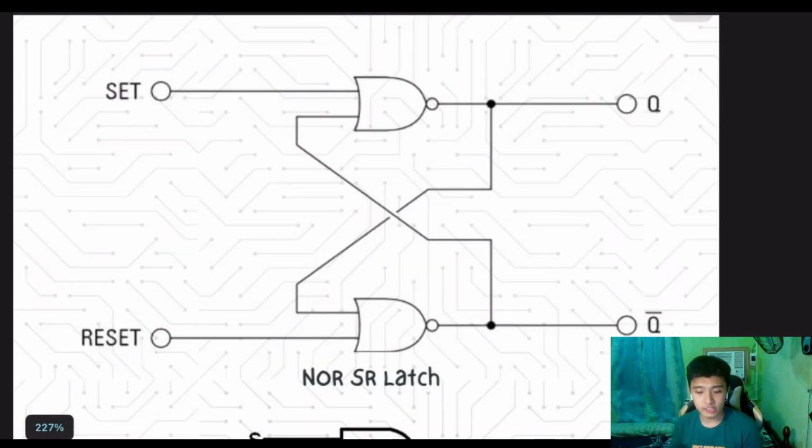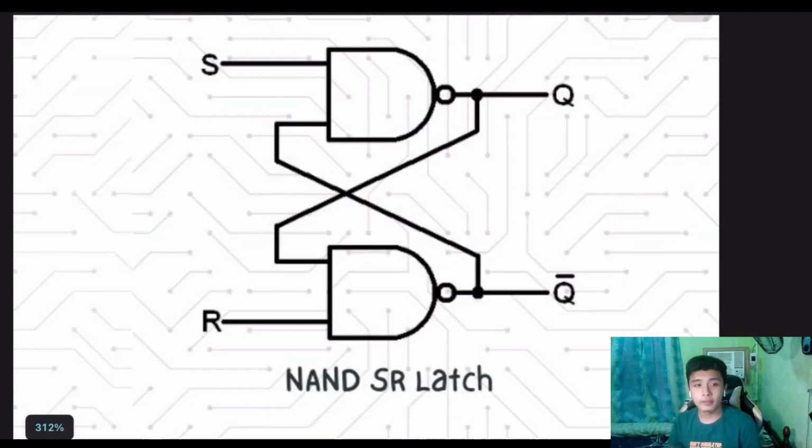In latches, there are two inputs, which are set and reset. The output of set is Q, whereas the output of reset is Q not. Q and Q complement must invert each other, or complement each other. In this presentation, we are going to use NAND latches.